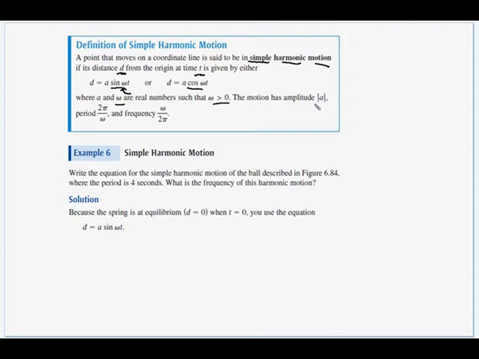The motion has amplitude the absolute value of a. The period, remember when we found the period of sine and cosine, it was always 2 pi divided by what was in front of the variable. Well, here it's omega. And the frequency is, just turn it upside down. If we flip the period over, we get the frequency. So the period is 2 pi divided by omega. Here it's omega divided by 2 pi that gives us the frequency.